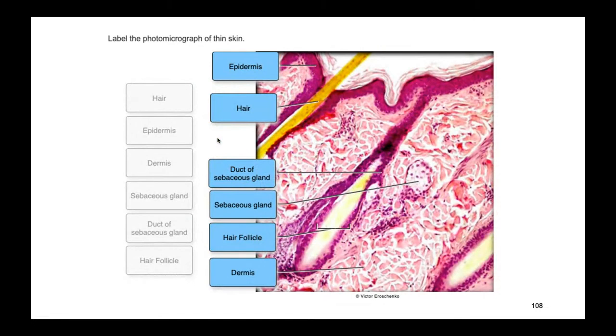Now this is more histological, so to get comfortable with this slide, here at the top, that's the epidermis. Here is the hair. This is a view of the oil gland or the sebaceous gland. Here is the duct of the sebaceous gland. This portion from here to here, this is the hair follicle. And then way down at the bottom is the dermis.